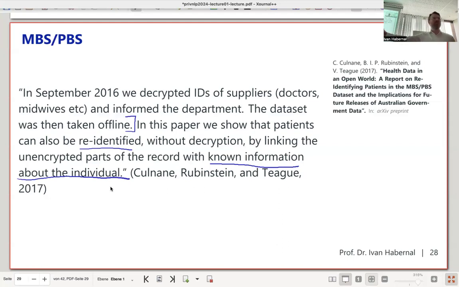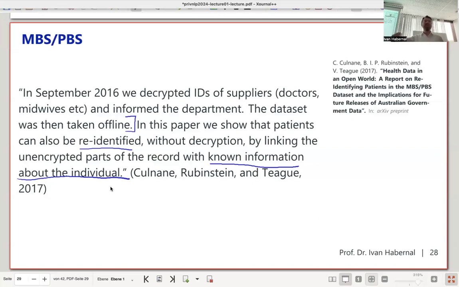You cannot really control what the adversary knows. The adversary may know some other stuff, maybe something public, maybe Wikipedia is enough. So I highly recommend reading this paper. It's very accessible and very short. One of the authors tried to find herself in this database because she knew her gender, year of birth, and the location of the doctor. She couldn't identify herself, so she wasn't in the data set, but some of her colleagues were in the data set.